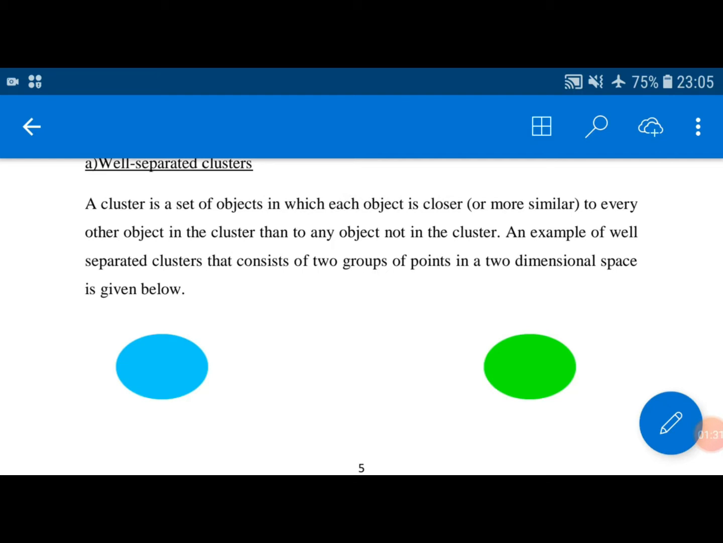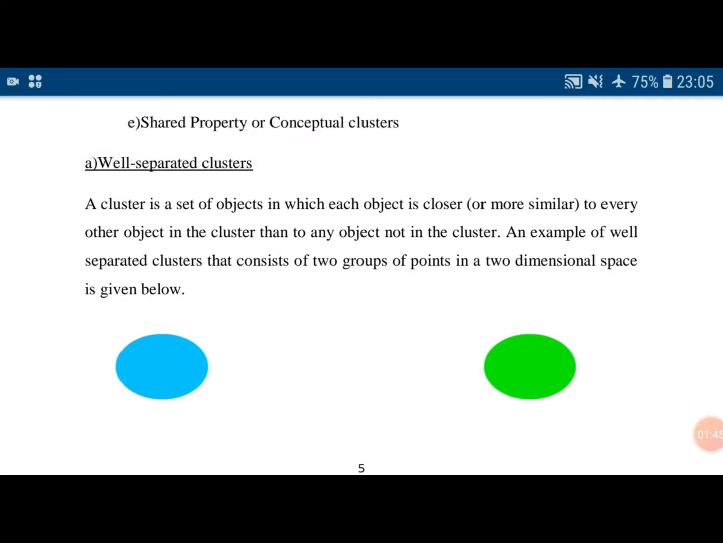Completely, the first cluster is far from the second cluster. The elements in the blue oval are completely far away from the elements in the green oval. So cluster 1 and cluster 2 are completely separated. That is nothing but the well separated clusters strategy. A cluster is a set of objects in which each object is closer to every other object in the cluster than to any object not in the cluster.